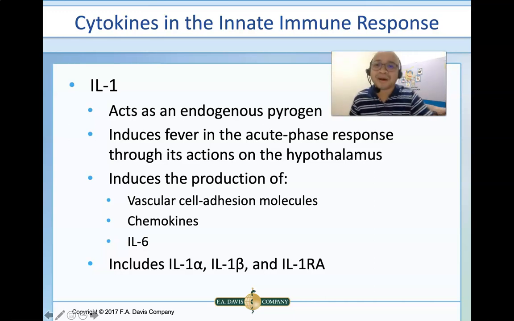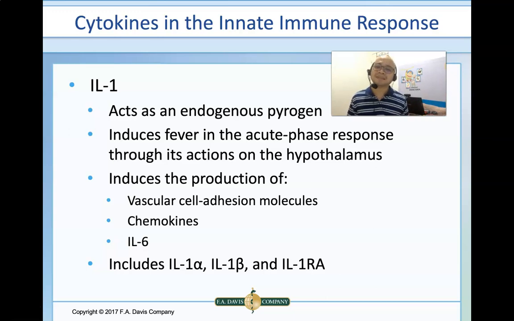Interleukin 1 acts as an endogenous pyrogen. It's like having an internal thermostat that can shoot up your temperature, because interleukin 1 can induce fever in the acute phase response through its actions on the hypothalamus. Remember interleukin 1 beta, which can travel through the blood vessels and go directly to your brain. It will tell the hypothalamus that it's about time to raise the temperature of the body.